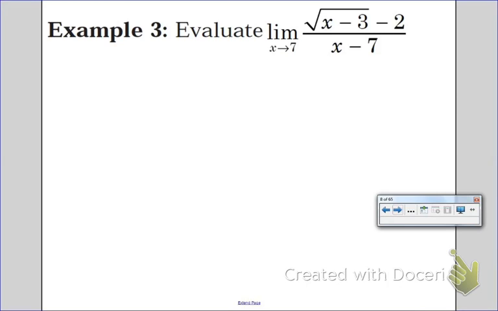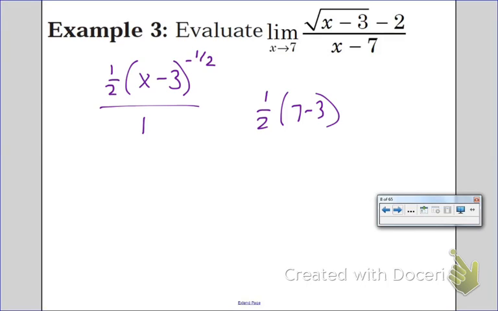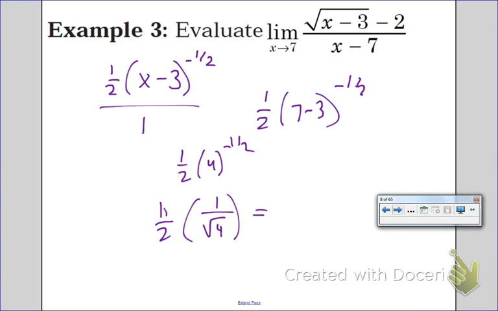So what's the derivative of the top? 1/2. Good, to the negative 1/2. What's the derivative of the bottom? 1. If you plug in 7 again, you get 1/2 times 7 minus 3 to the negative 1/2, which would be 1/2 times 4 to the negative 1/2, which is 1/2 times 1 over the square root of 4, which is 1/2 times 1/2, which is 1/4. Yeah, that's called L'Hopital's rule.